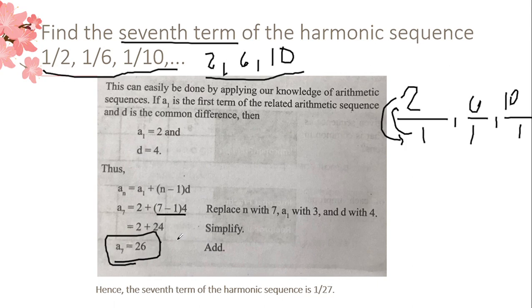But since we are looking for the harmonic sequence or the 7th term of the harmonic sequence, ato ra ni siyang i-reciprocal. So the answer, the 7th term of the harmonic sequence is 1 over 26. Sorry, this is 1 over 26. Dili na kung 27. 1 over 26. Ato ra ni siyang gi-reciprocal. Since the 26 has denominator of 1.